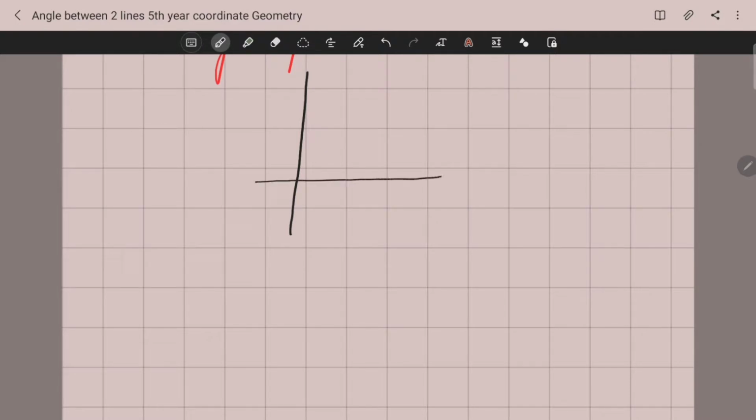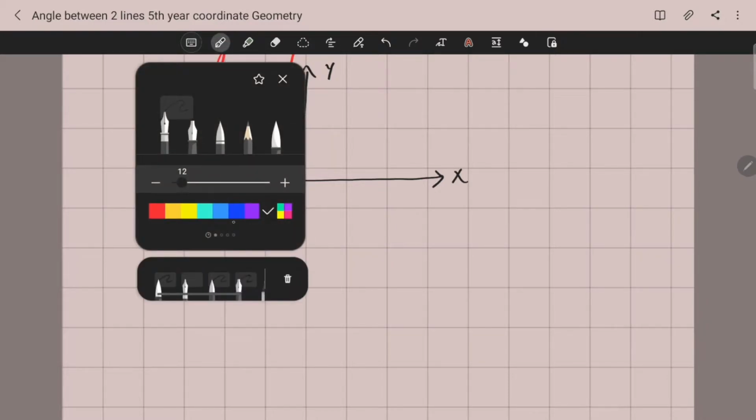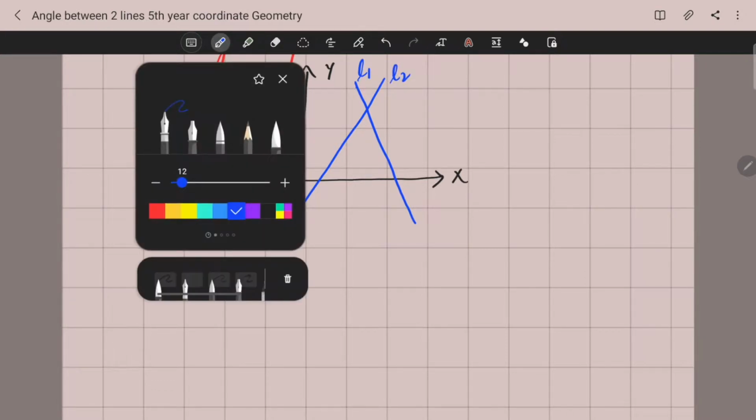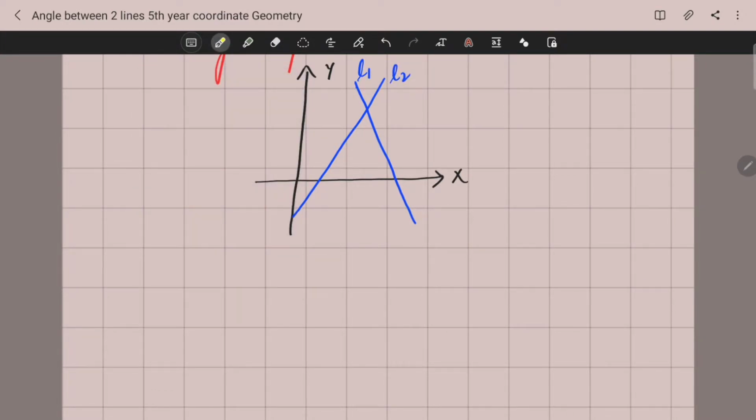Like we have line L1 and line L2. This is our x-axis, this is y-axis. We have two lines. One line is this and another line is this. We will give name to the lines. This is L1 and this is L2. For L1 our angle is alpha and for L2 our angle is beta and this is the theta.